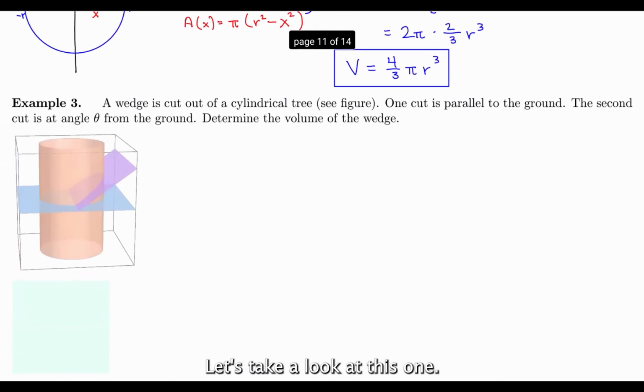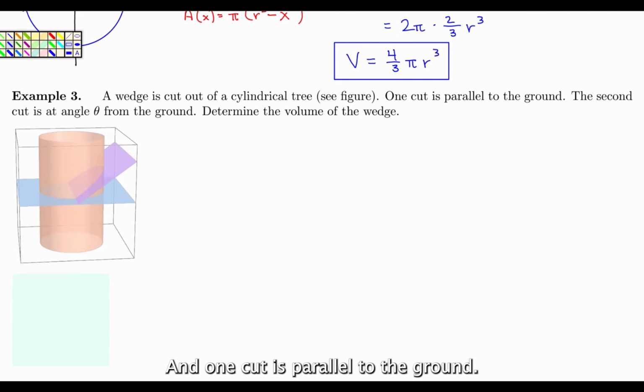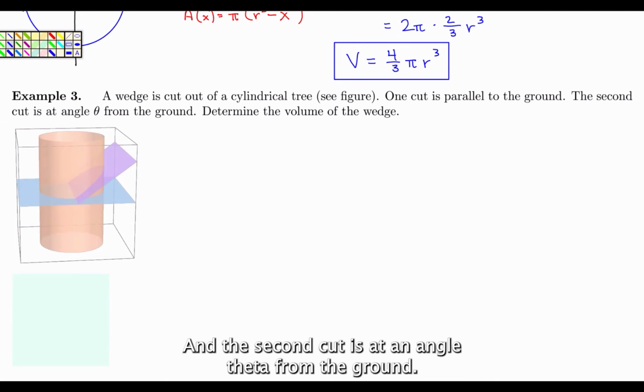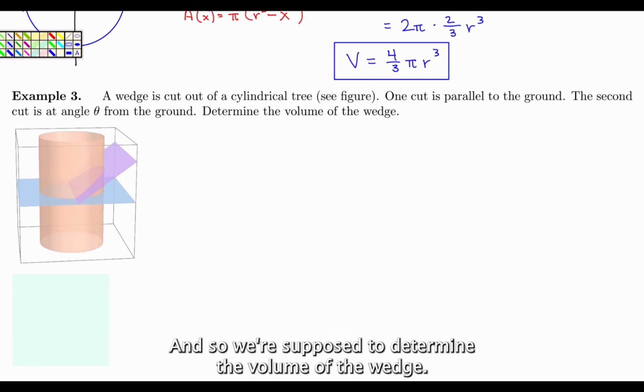Let's take a look at this one. So we have a wedge cut out of a cylindrical tree, and one cut is parallel to the ground, and the second cut is at an angle theta from the ground. And so we're supposed to determine the volume of the wedge.